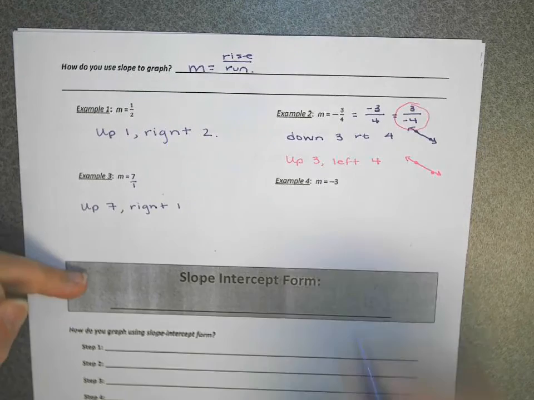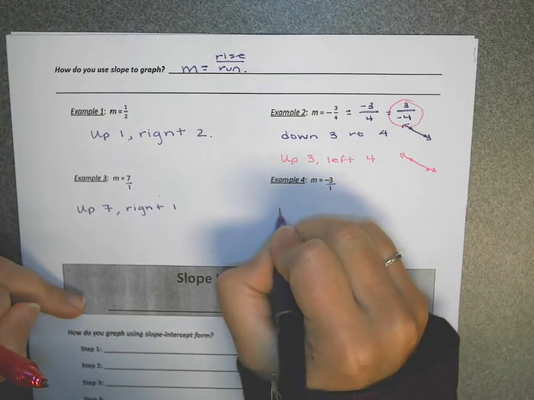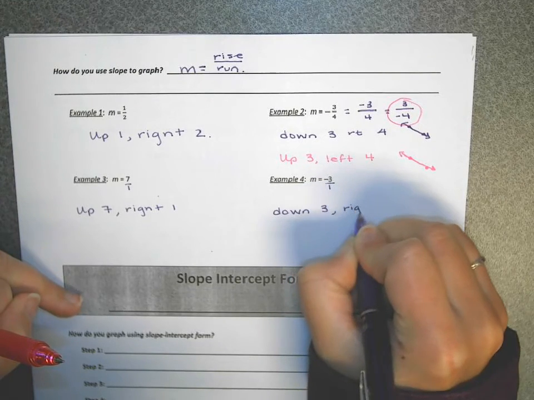And then the last one, again, put it over 1. If there's not a fraction, just put it over 1. It's the exact same thing. So negative 3 over 1 moves down 3, right 1.